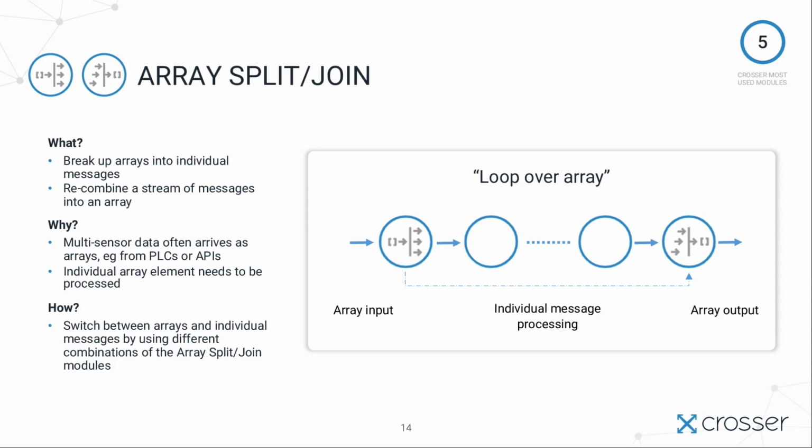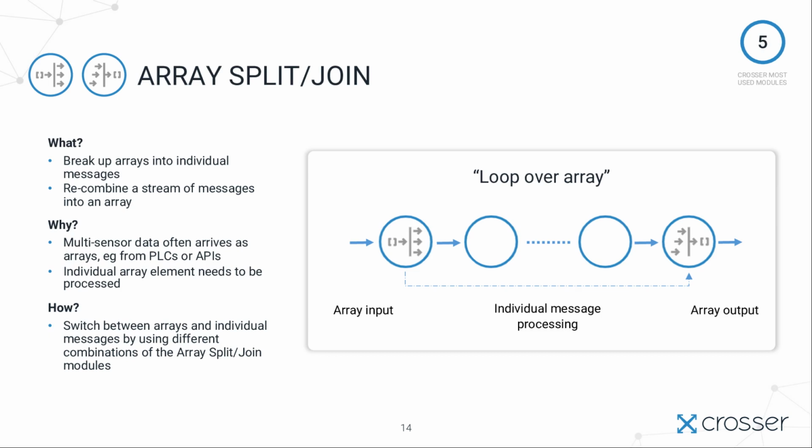And the reason why these are common is, of course, because arrays are a common format being used when you have multi-sensor data. If you get data from a PLC, for example, or through an API, you often get multi-sensor data in one big message where the different sensor values are presented as an array. But stream-based processing is based on having one sensor or one value per message so that you can operate on them. And then these modules come in handy to help you with that.